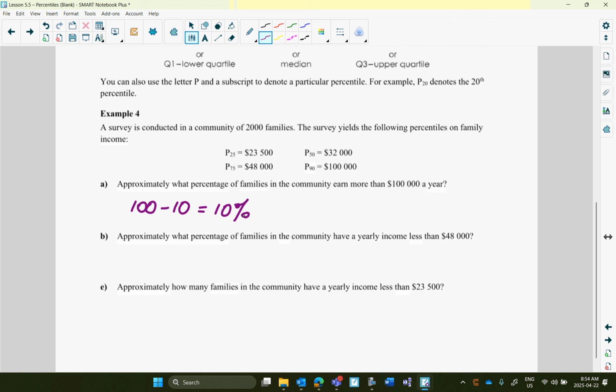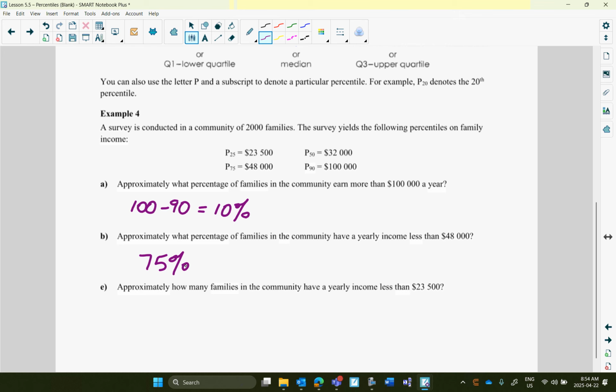Approximately what percentage have an income less than 48,000? What percent? Less than 48,000? 75. No, not above. Below. That would be the answer to above.